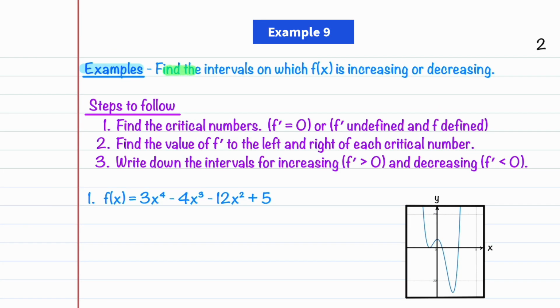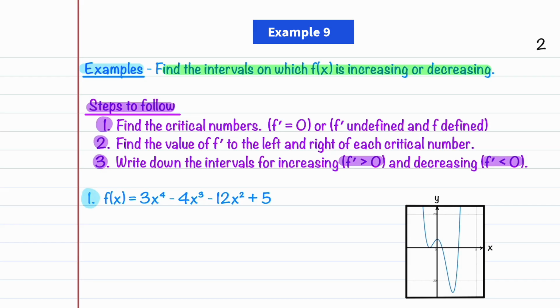We are going to find the intervals on which f of x is increasing or decreasing. Just to make things easier, I've written down 3 steps that we can follow. We're first going to find the critical numbers, and then we're going to find the value of f prime to the left and right of each of those critical numbers. And then step 3, we can just write down the intervals for increasing. That is when f prime is greater than 0, or decreasing when f prime is less than 0.